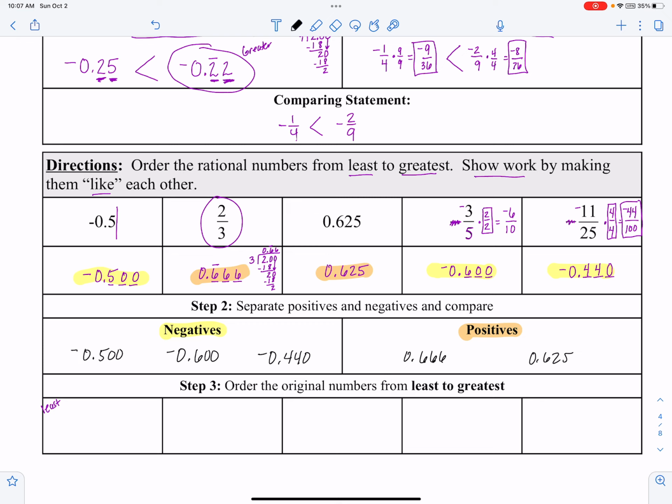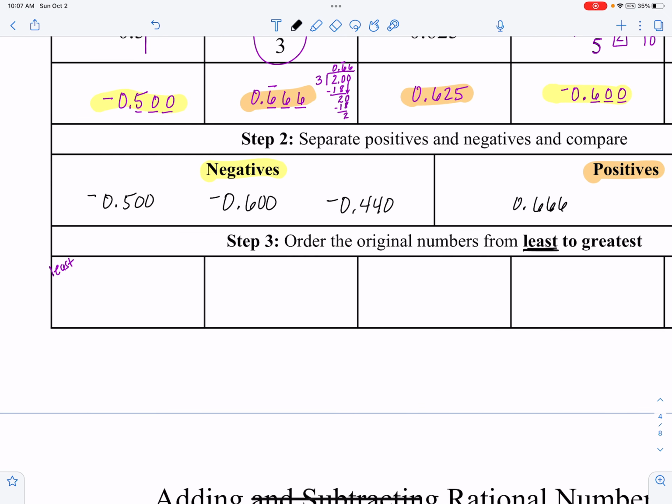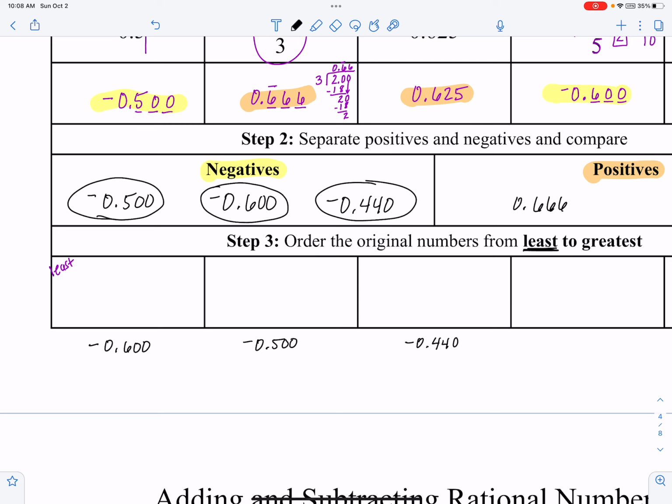Okay, all right, now we want to be looking from least to greatest, so let's take care of our negatives first because we know that those are going to be the least, and I want to find the temperature that is the coldest. What I'm going to do is write them underneath here, and I'll explain why in a second. So I see that the -0.600 is the coldest, and then the next coldest is this one here, and then the warmest of the three, if I'm thinking temperature, closest to 0, is this one.